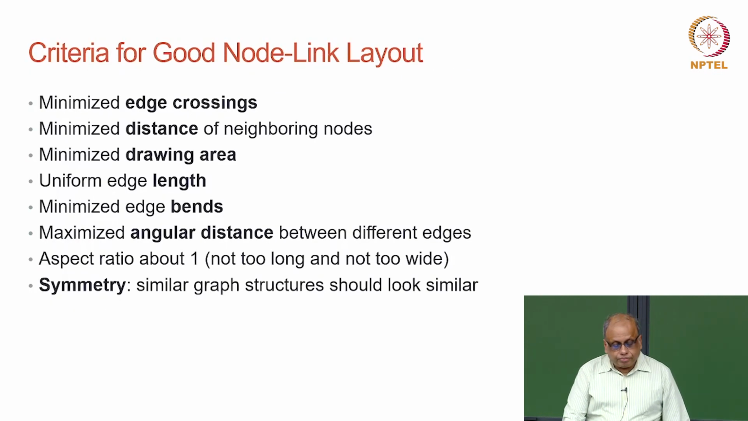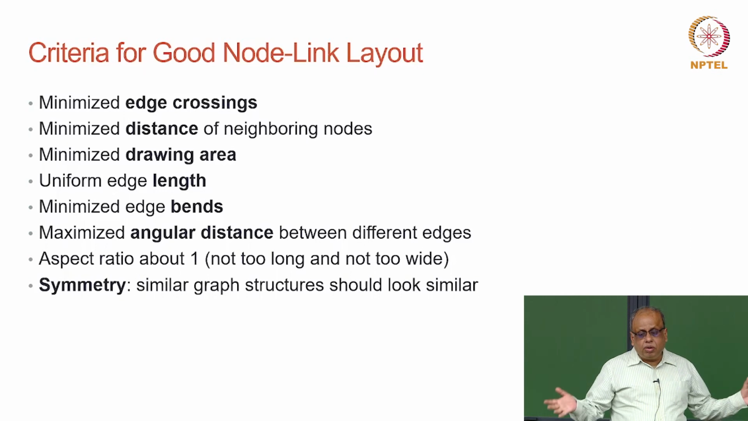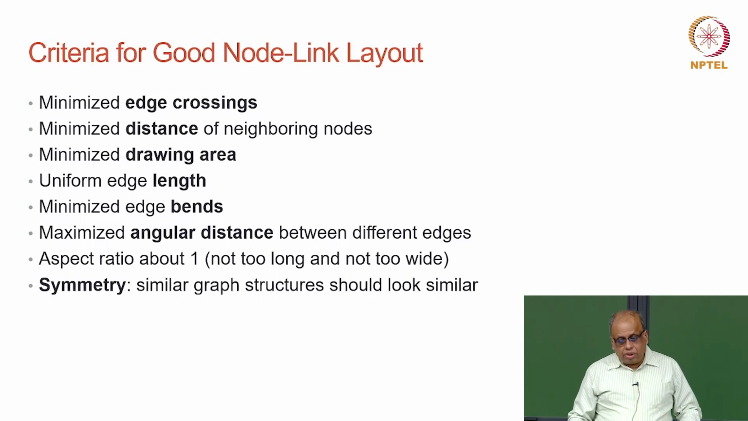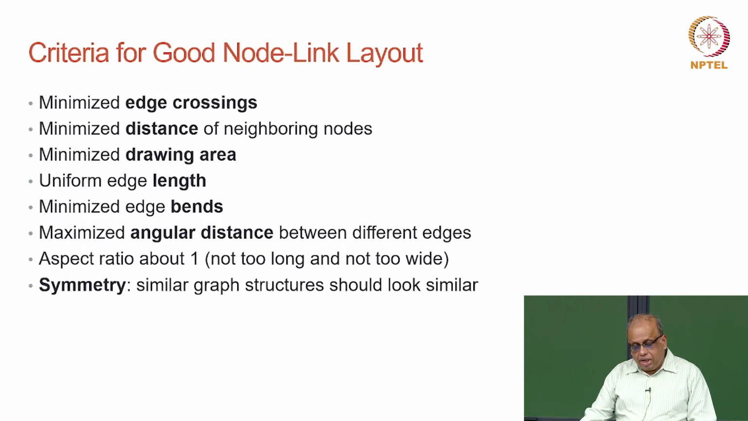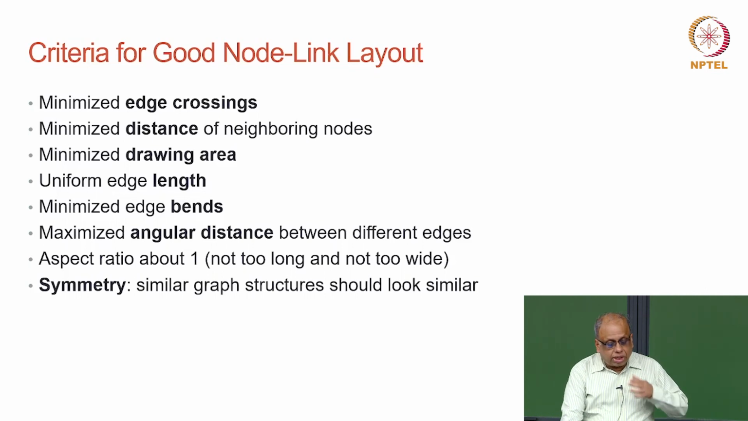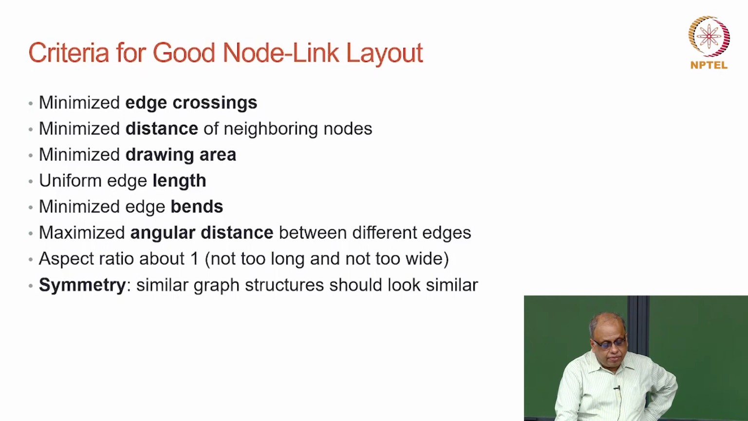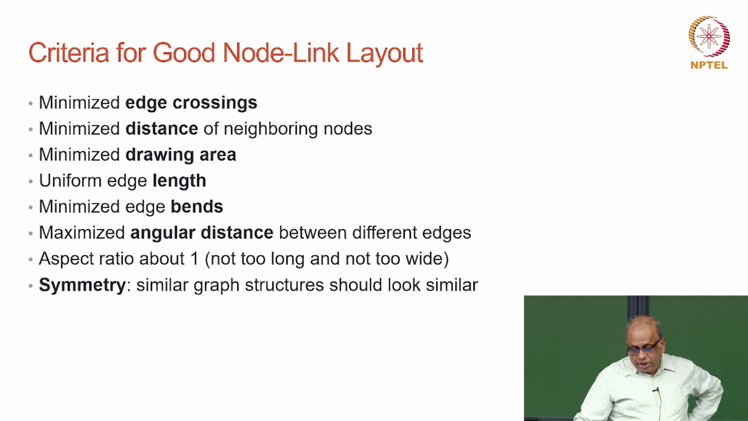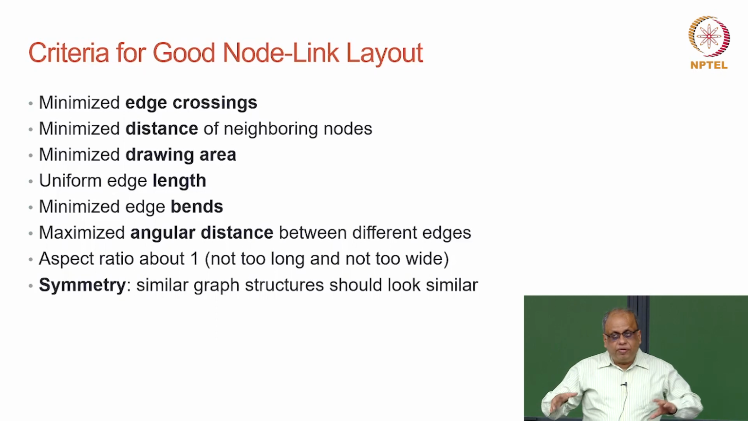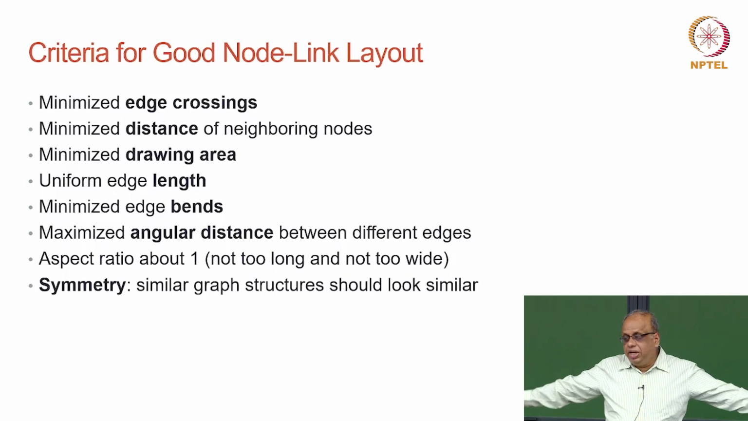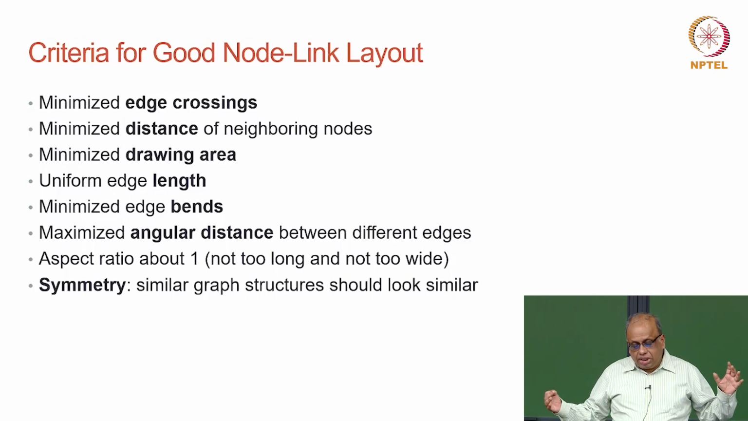Okay. So now you have the nodes and the links, and what you now need to do is lay it out in a graph. What are some of the criteria for good node-link layout? You want to minimize the edge crossings, minimize the distance of neighboring nodes, and minimize the drawing area. Of course, if you have an infinite drawing area, you can draw a really large graph, but you want to show it in a small space.